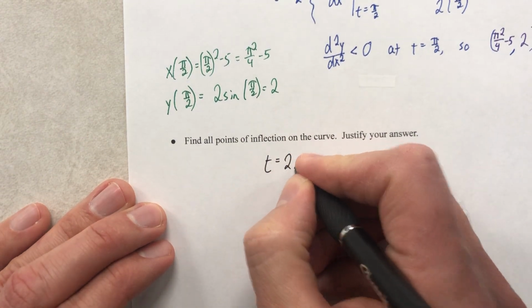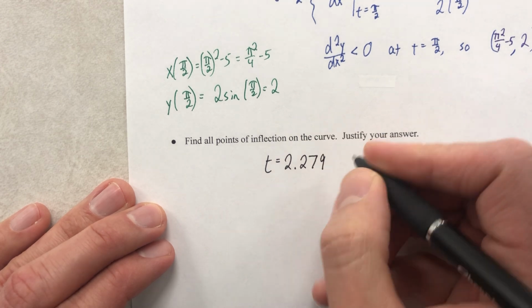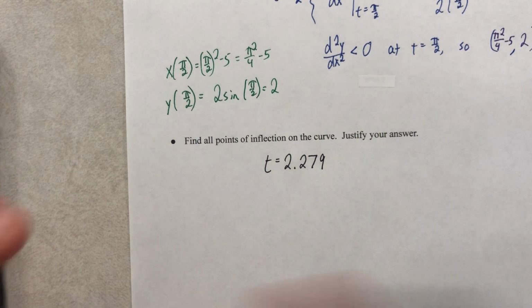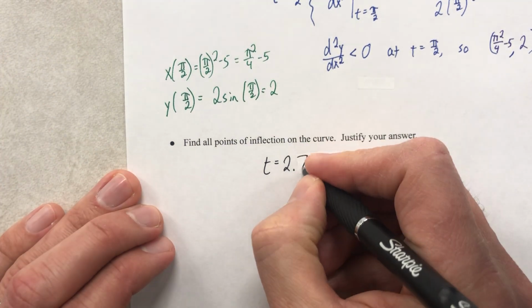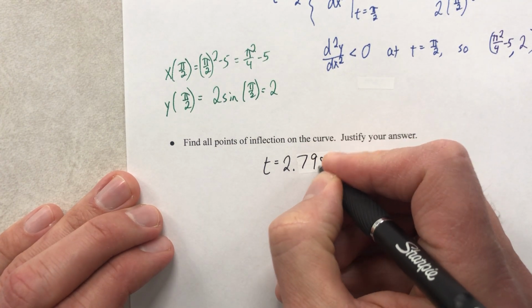T equals 2.798. I just wrote the wrong thing. I said one thing and wrote something else. I was looking somewhere else while I was writing. That's a bad idea.